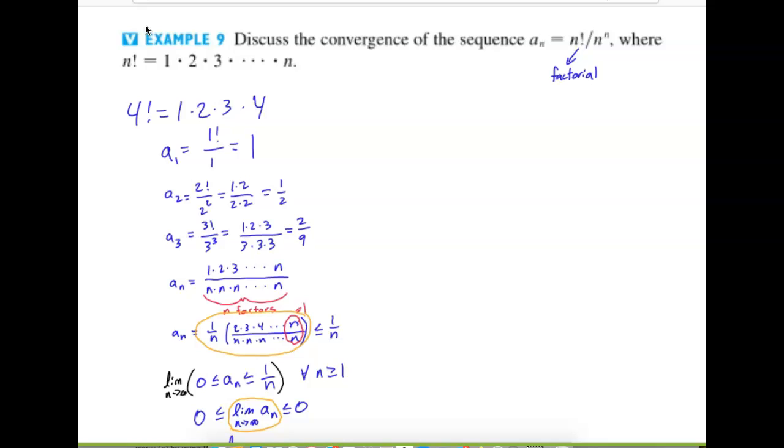So the limit as n approaches infinity of a sub n is 0 by what? Squeeze theorem. And again, I just want to go back to why. Because we're multiplying 1 over n by something that's always going to be less than 1, the product is always going to be smaller than 1 over n. Because 1 over n times something less than 1 is always going to give you something less than 1 over n, right?